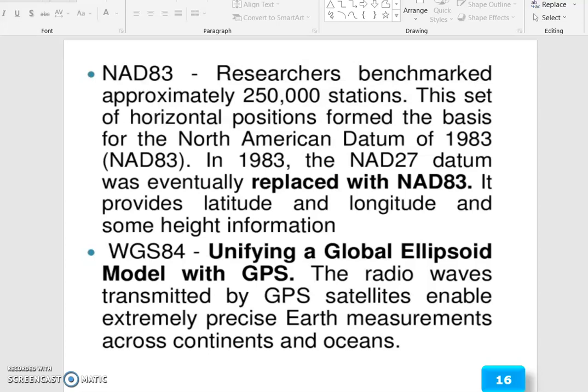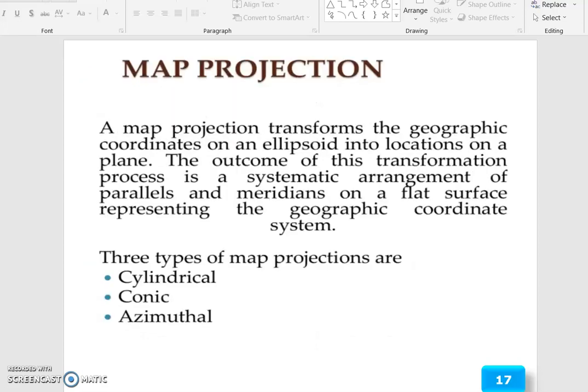It provides latitude and longitude and some height information. WGS 84 unifies a global ellipsoid model with GPS. The radio waves transmitted by GPS satellites enabled extremely precise earth measurement across continents and oceans.